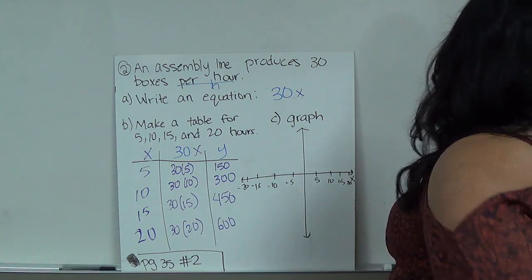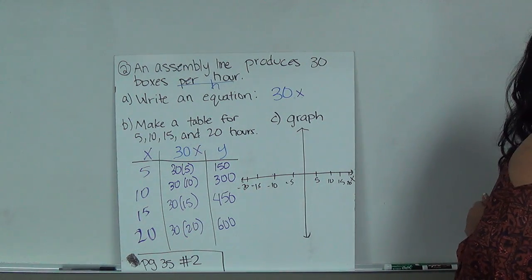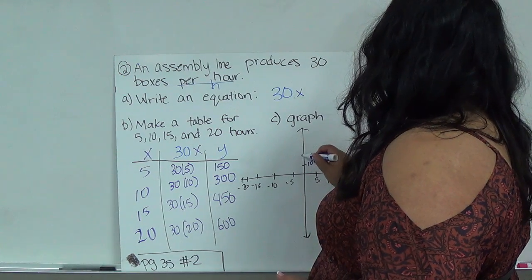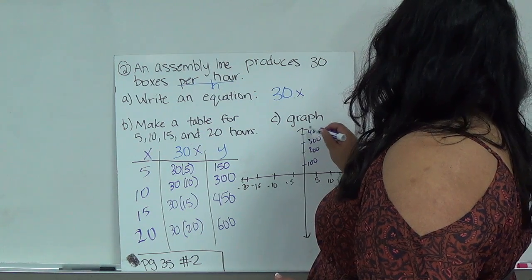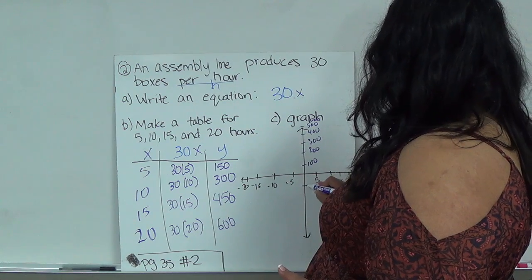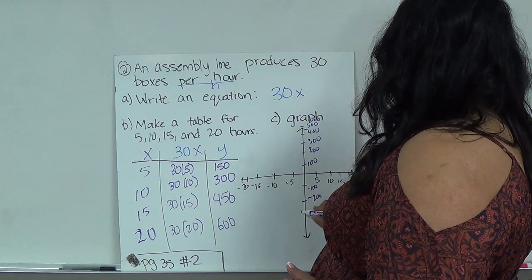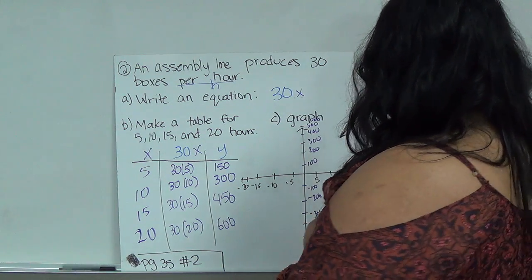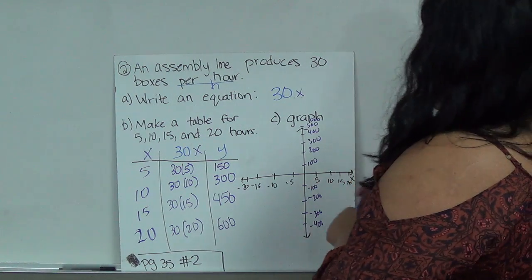Now, my y's go into the hundreds, so to make it easier on me, I'm going to go by hundreds: 100, 200, 300, 400, 500, 600. It's not going to be exact, but that's okay. When you use graph paper, it'll be better. So now I can graph.